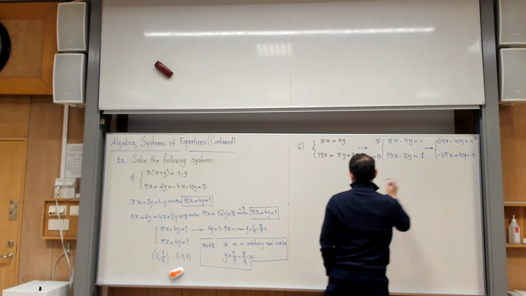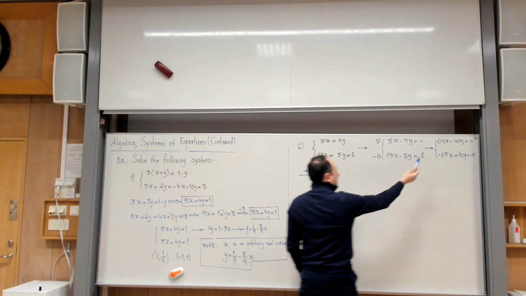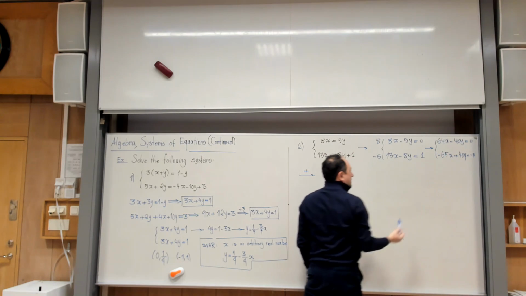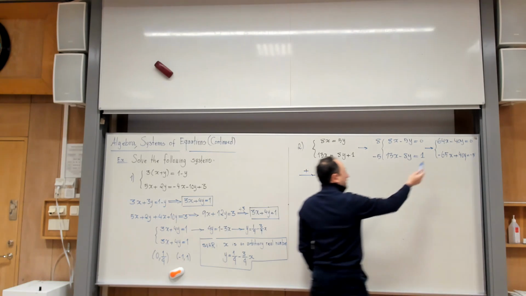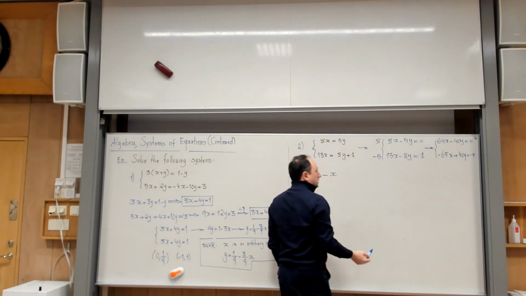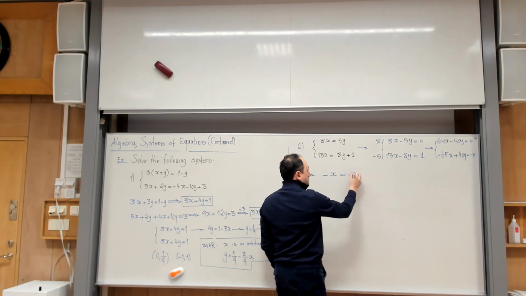So if I add them now, what happens? I have 64x minus 65x. It becomes minus 1x, but I don't write 1, I just write minus x. And then this 40 and minus 40 are gone. On the right hand side, I have 0 plus minus 5, which is minus 5.